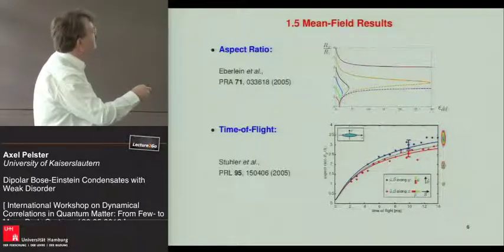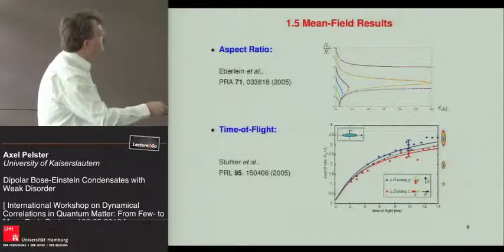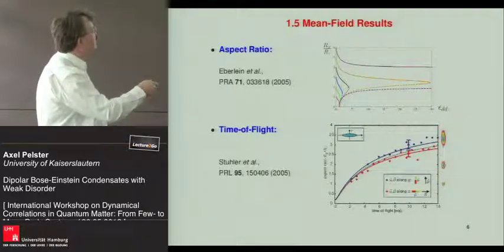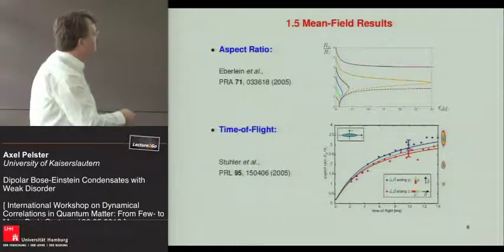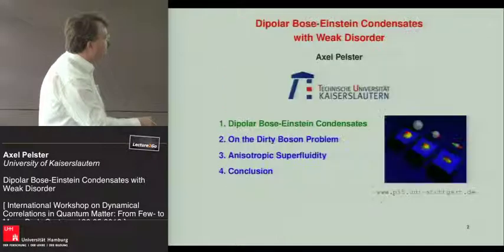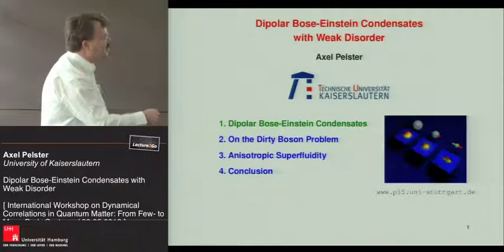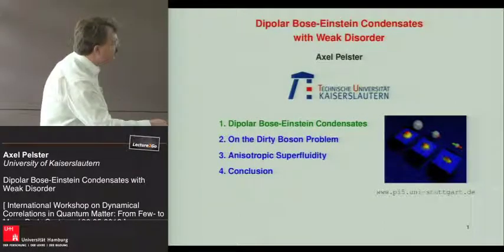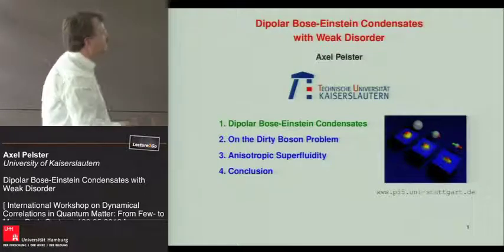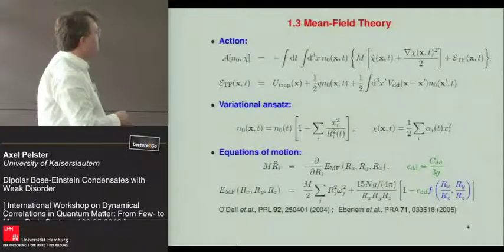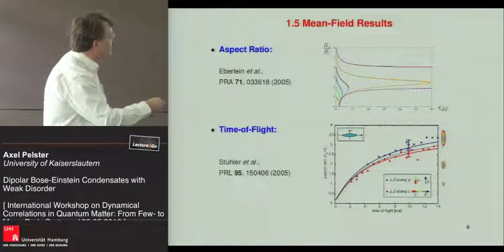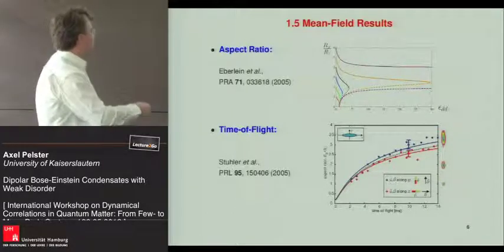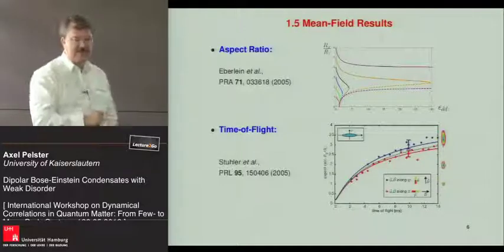And the main tendency is that increasing the dipolar interaction strength decreases the aspect ratio. This is just the behavior shown here in this mean-field cartoon. The condensate becomes elongated in the direction of the dipoles. That's the static case, and then one can also analyze the time of flight.